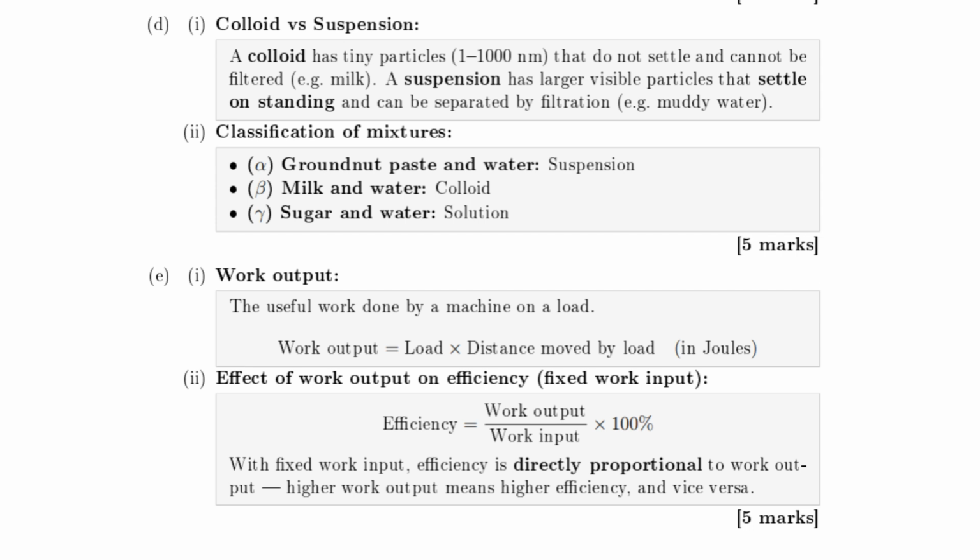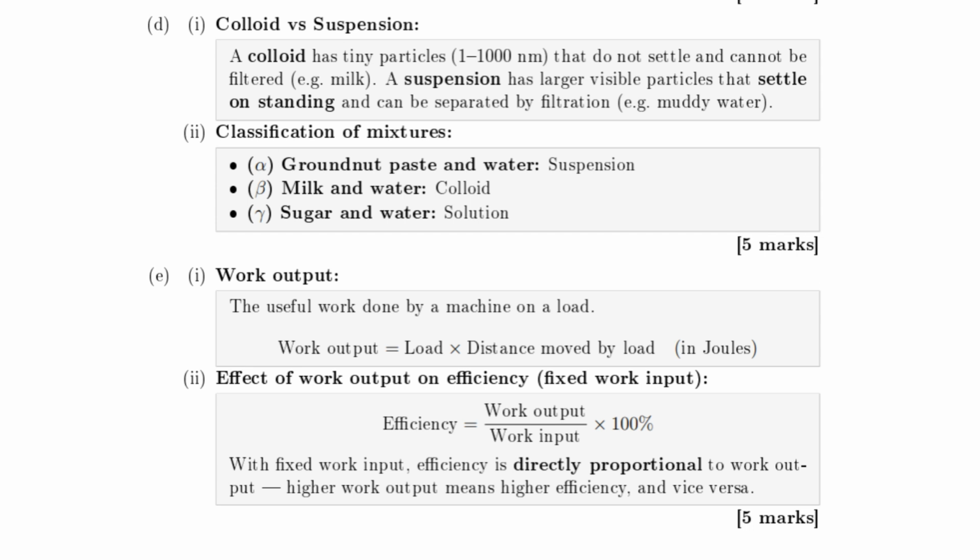So what's the difference between the colloid and the suspension? The colloid has tiny particles that do not settle and cannot be filtered. Suspension has larger, visible particles that settle on standing and can be separated by what? Filtration. Classification of the mixtures: granulated paste and water will be a suspension. Milk and water is a colloid. Sugar and water is a solution.